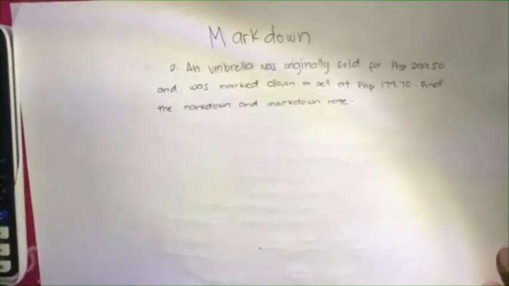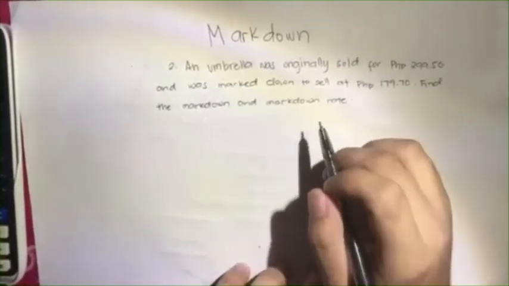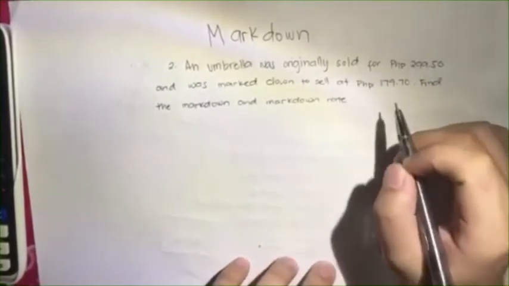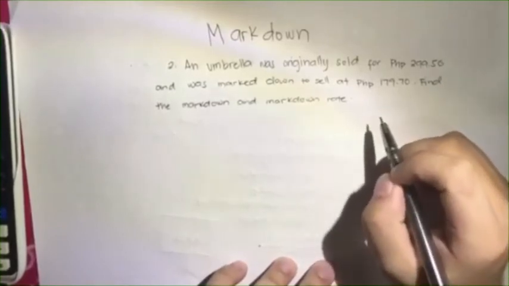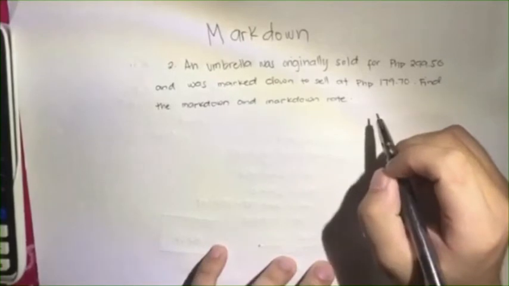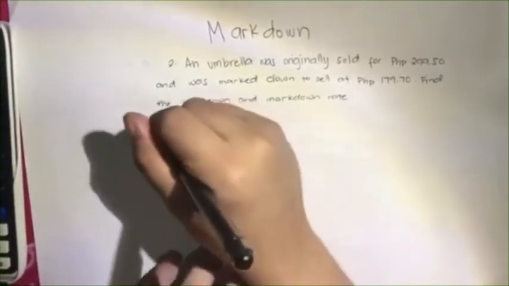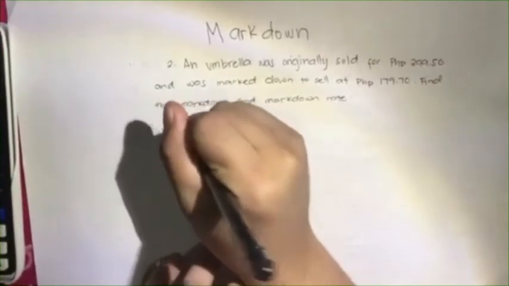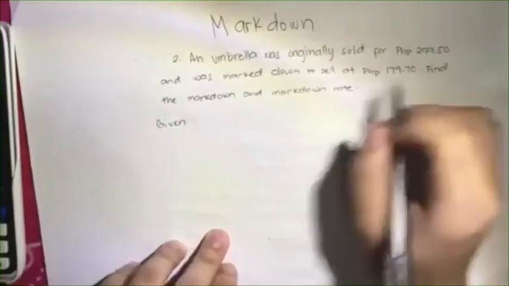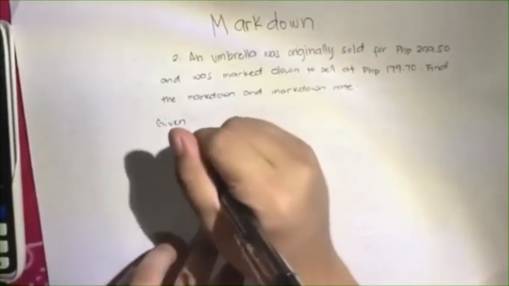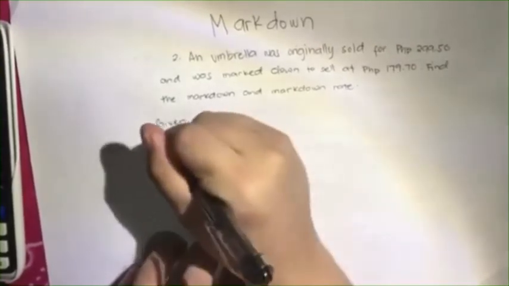So our next topic is markdown. Problem number 2. An umbrella was originally sold for 299.50 pesos and was marked down to sell at 179.70 pesos. Find the markdown and markdown rate. So, hanapin lang ulit natin yung mga given values. So, sold for 299. So, it means ito yung original selling price.